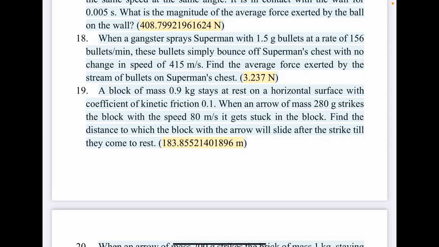Here we have problem number 19. So we have a block of mass that stays at rest. It has kinetic friction. An arrow of mass 280 grams strikes the block with a speed of 80 meters per second, and it sticks in the block. We have to find the distance to which the block with the arrow will slide after the strike until they come to rest.